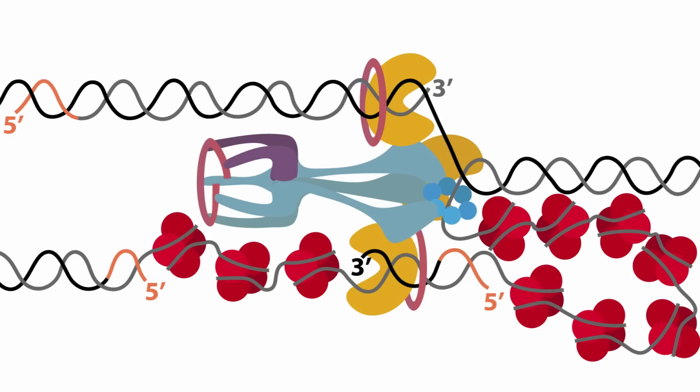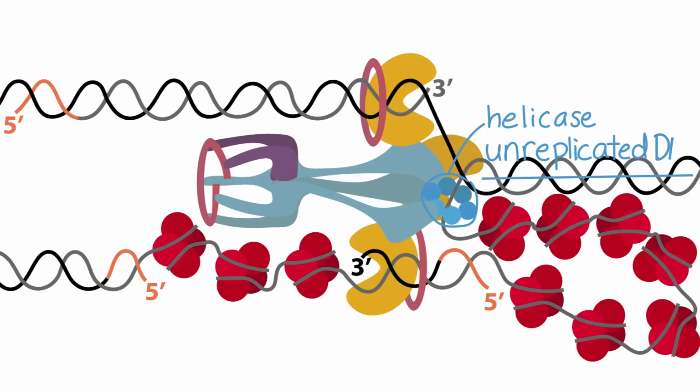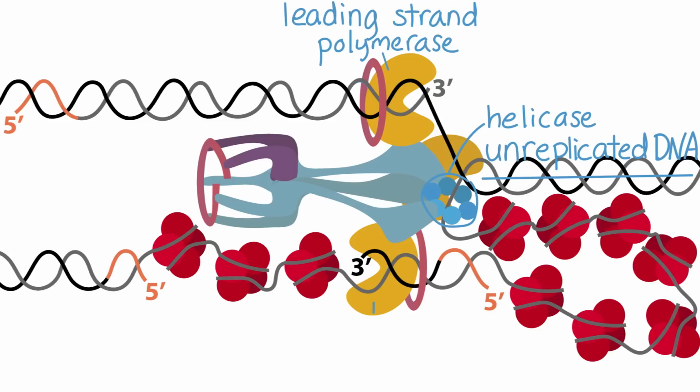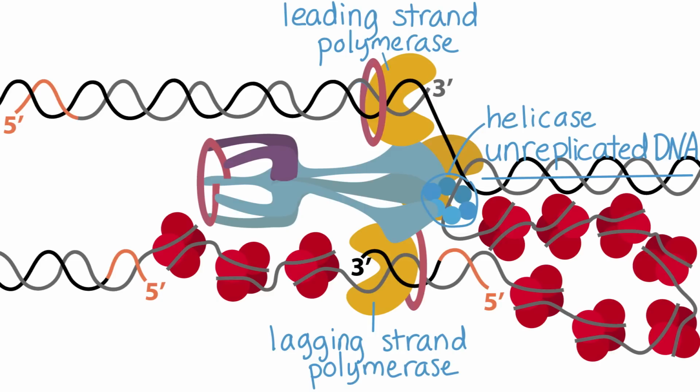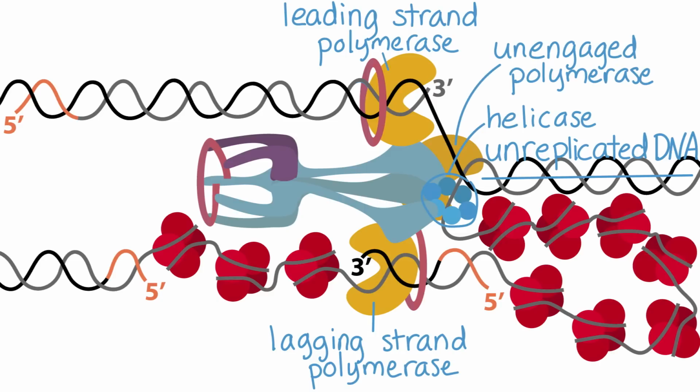So this is what the replication fork actually looks like, okay? At least to the best of our knowledge. I'm going to go through the first one slowly because there's a lot of stuff going on here. Here's the helicase. Here's the unreplicated DNA. Here's the leading strand polymerase right here, okay? Here's a polymerase engaged in lagging strand synthesis. And for the purposes of illustration, this is an unengaged polymerase. It's waiting to do the next thing, okay?